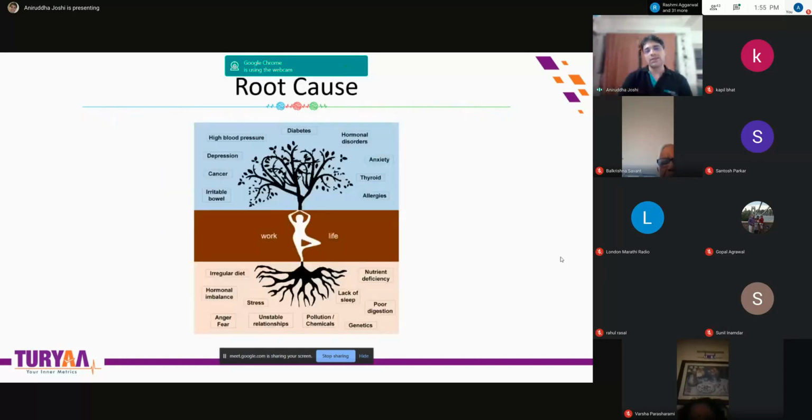So essentially, what we are trying to solve, from the Ayurveda point of view, is the root cause. So many non-communicable disorders are increasing, especially in our generation, with respect to diabetes, cancer, depression, thyroid, and so on. Typically, the root cause starts very low. It starts as poor digestion or some hormonal imbalance. It starts low.